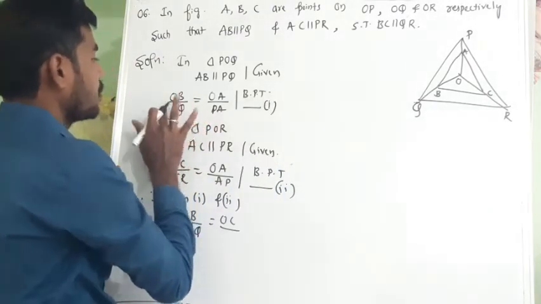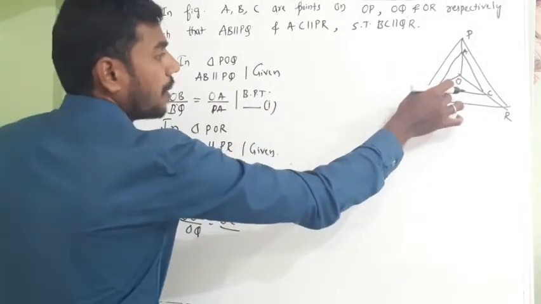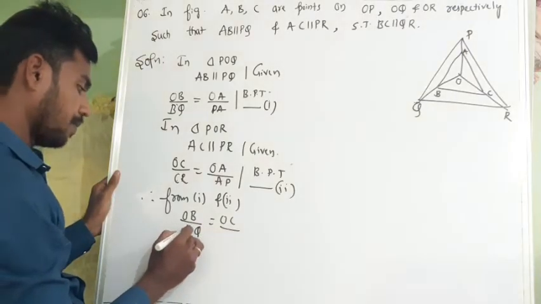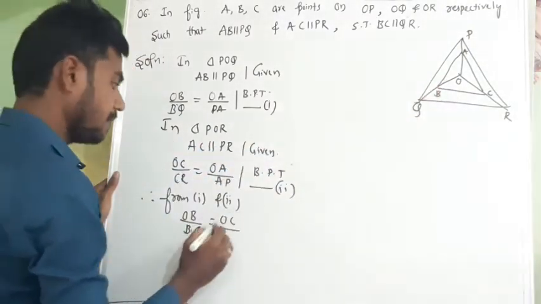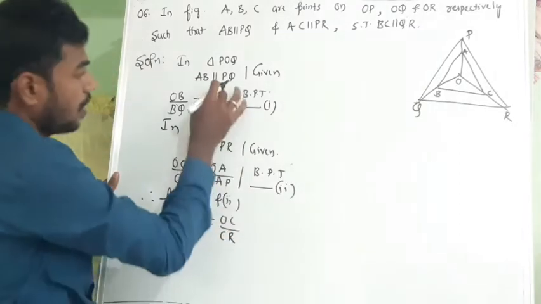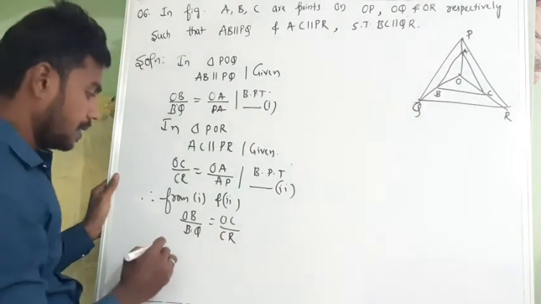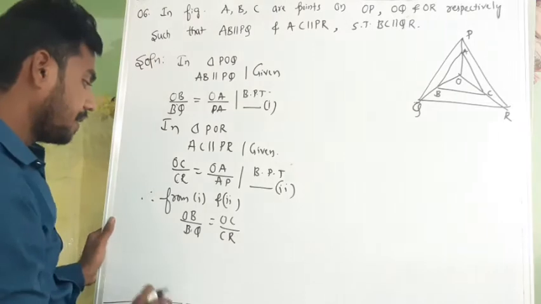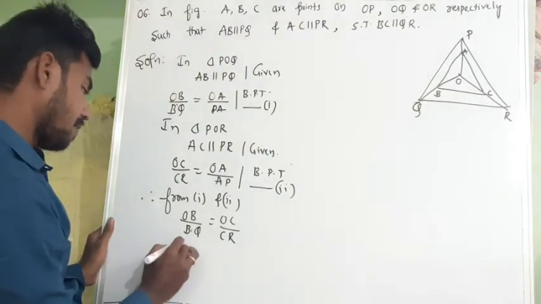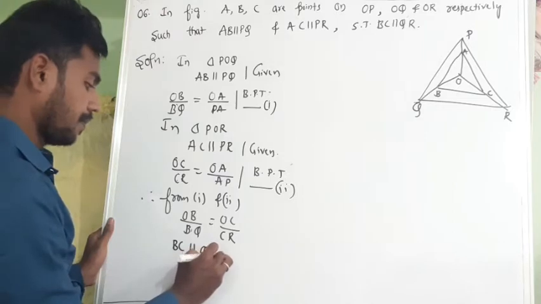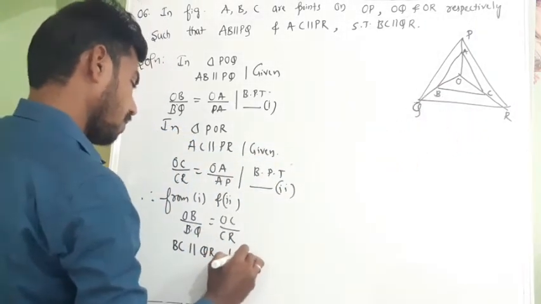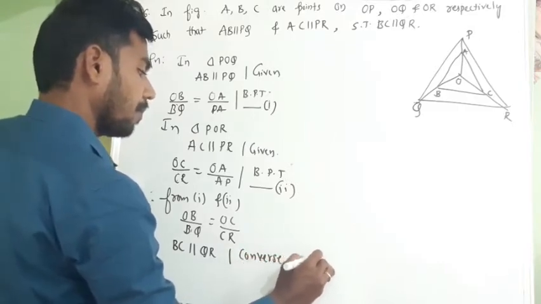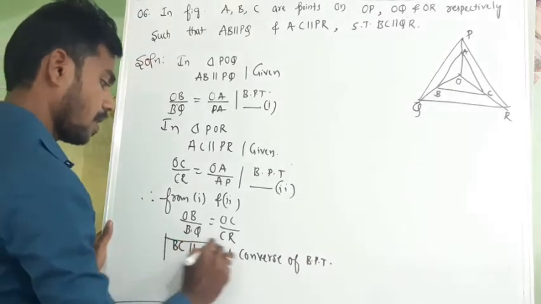This is OB by BQ. OB by BQ is equal to OA by AP. So OB by BQ is equal to OC by CR. Why? Because the RHS is equal, the LHS will be equal. Since OB by BQ is equal to OC by CR, what can I write? BC is parallel to QR, because of the converse of BPT, the basic proportionality theorem. Hence, I have proved this. Please note this.